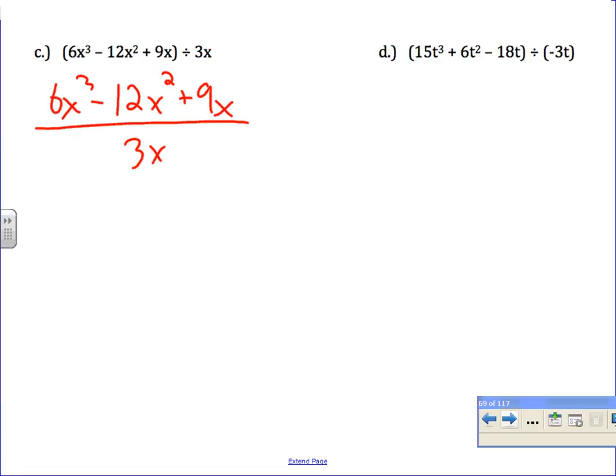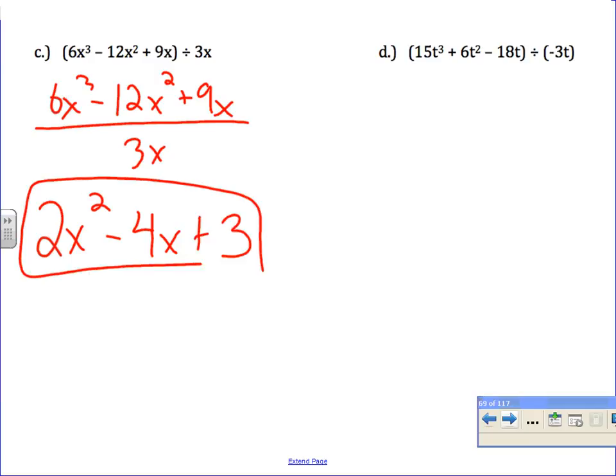All right, so Will, what's 6x cubed divided by 3x? Good job. Jared, what's negative 12x squared divided by 3x? Good. Andy, what's 9x divided by 3x? Good. Any questions on that one? Okay, I want you guys to try letter D, then we're going to flip over.